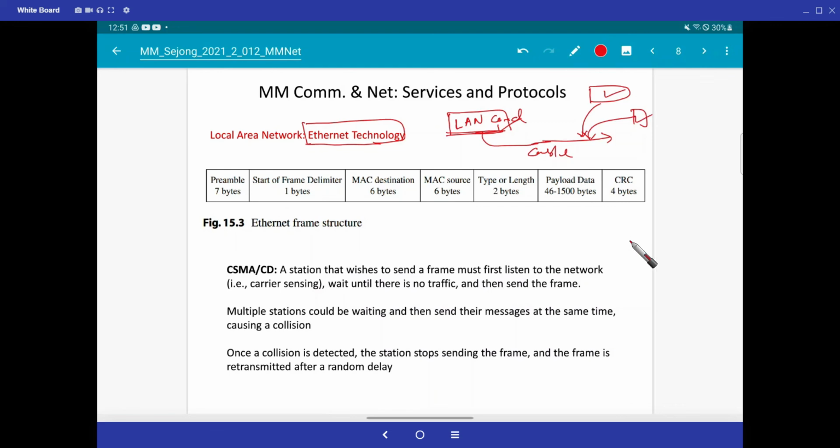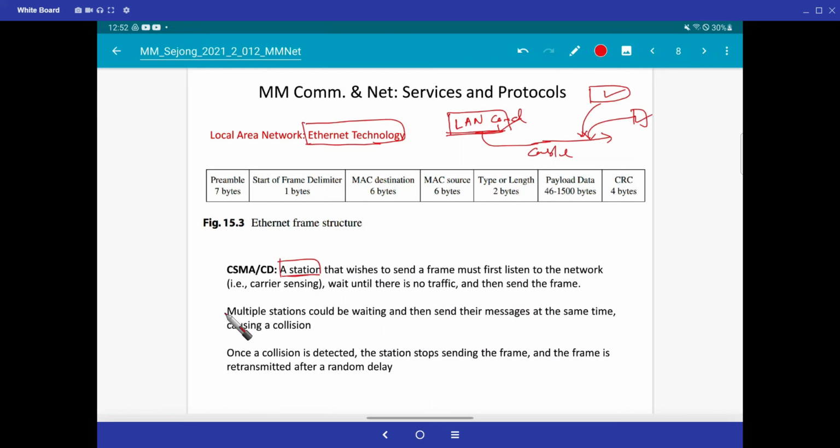So basically, if a station, let's say a mobile or a computer, wishes to send a frame, and we are saying it's basically a frame or packet, whatever you say. So if you wish to send the data, first you listen to the network, and if there is no traffic, then it sends the frame.